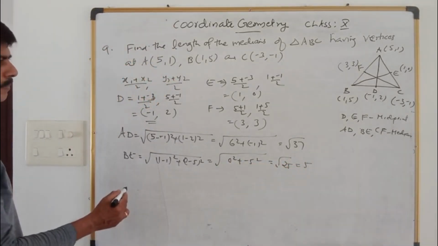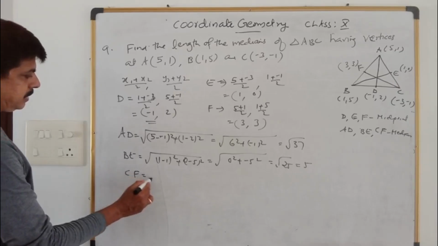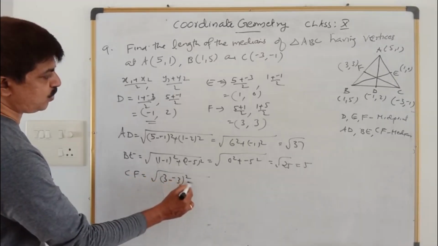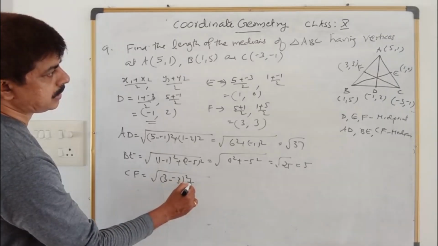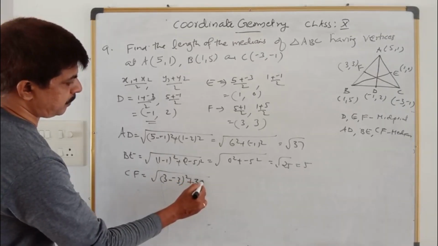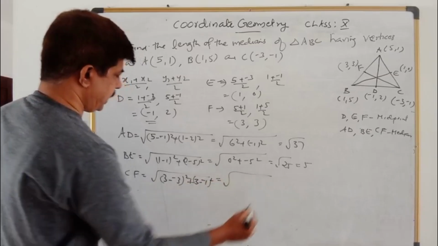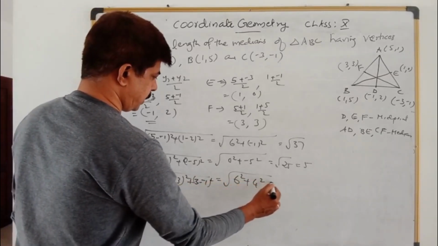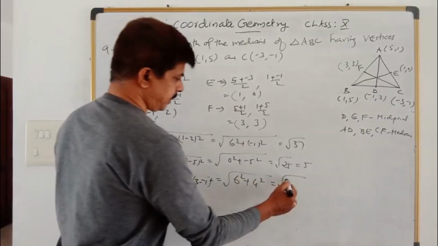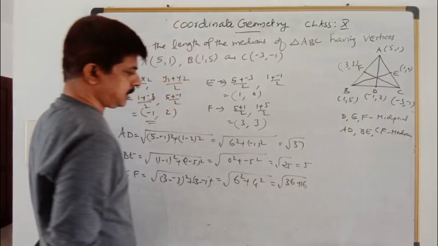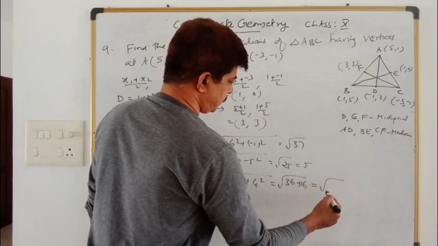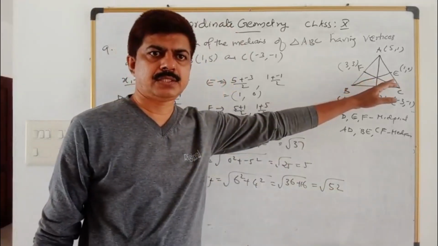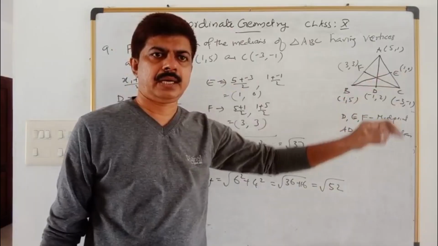Like that, this median CF: 3 minus minus 3 whole square plus 3 minus minus 1 whole square. So 3 plus 3, 6 square plus 4 square, 36 plus 16, we have root of 52. These are the lengths of the three medians of the given triangle.